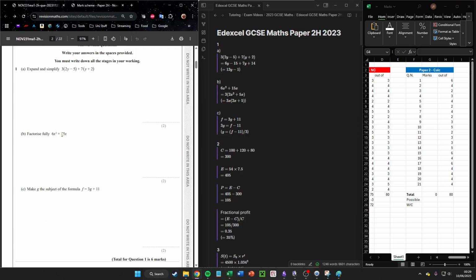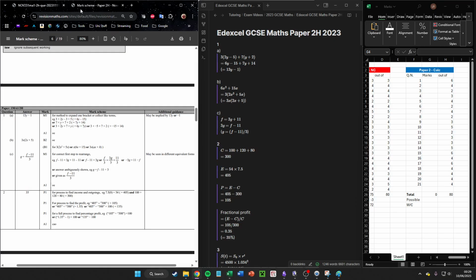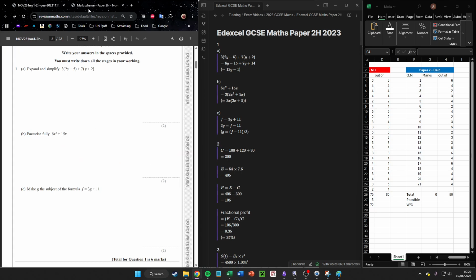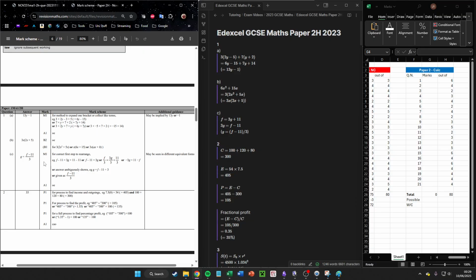Factorize fully 6x squared plus 15x. I got 3x brackets 2x plus 5. That was correct, and it was a 1 mark. That was 2 marks, but both marks were just for getting that correct answer.